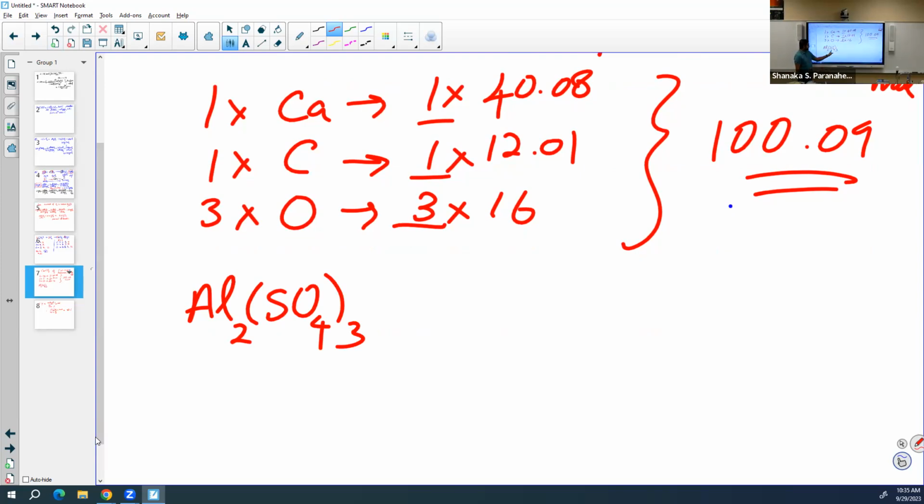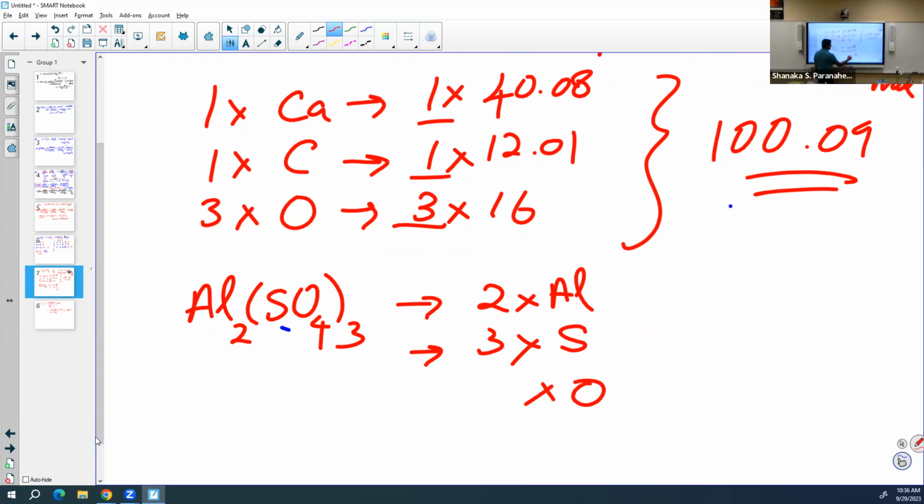So you should multiply this subscript by the number outside of the parenthesis. So in this molecule, there are 2 aluminums. And how many sulfur? Sulfur is 3. And how many oxygens? 12. Okay, so 3 times 4 is 12, and this is 1. 1 times 3 is 3.